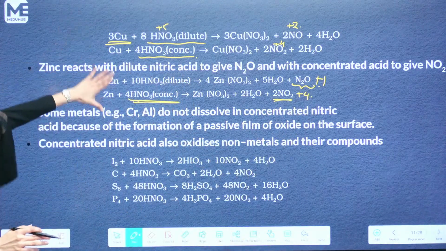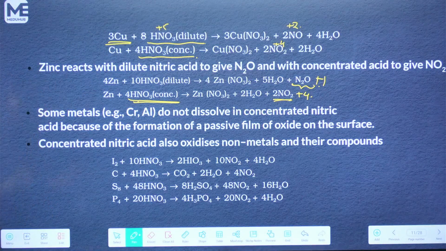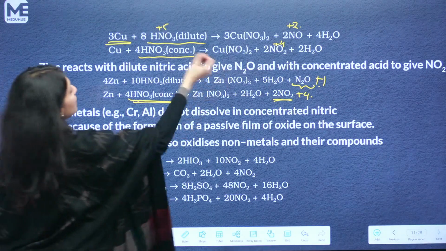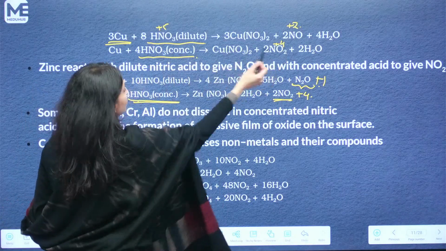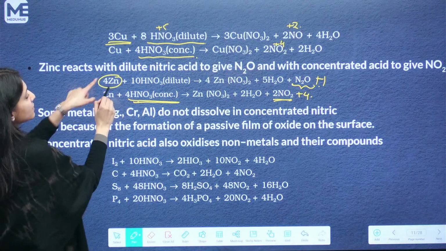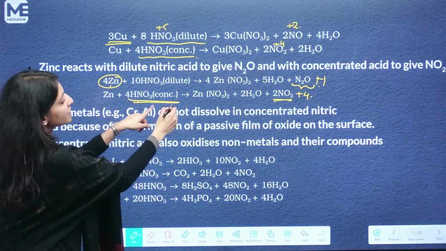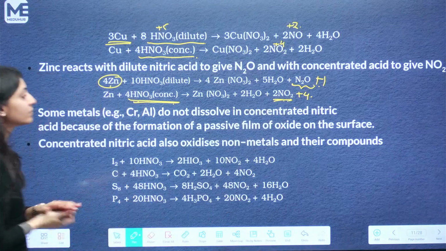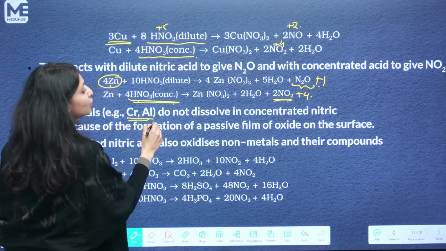So in all these cases, these metals are dissolving in HNO3 and we are getting different products depending on the concentration of HNO3. तो यहाँ पे dilute के साथ NO बन रहा है, concentrated के साथ NO2. Here in the case of zinc, with dilute we get N2O and with concentrated we get NO2. Now some metals like chromium or aluminium do not dissolve.